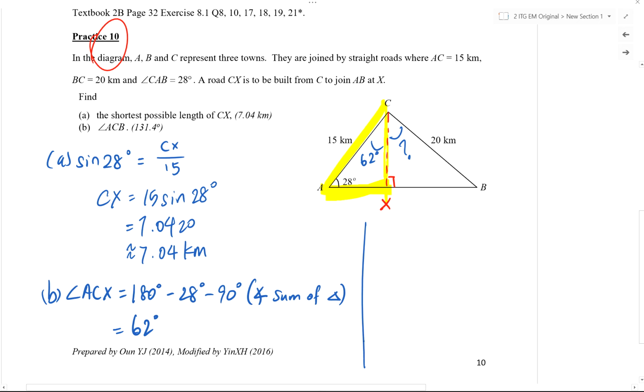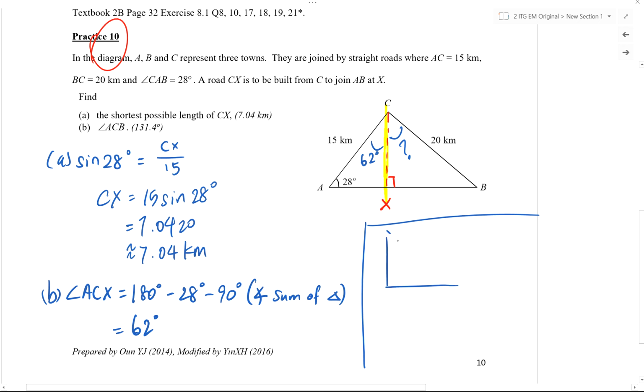How? So what have I been repeating about this topic for Sec 2? You must find what kind of triangle? Must find right angle triangle. How many right angle triangles do you see? Two of them. Did somebody say 3? Two lah. One is ACX, the other is CXB. So that's my other right angle triangle.